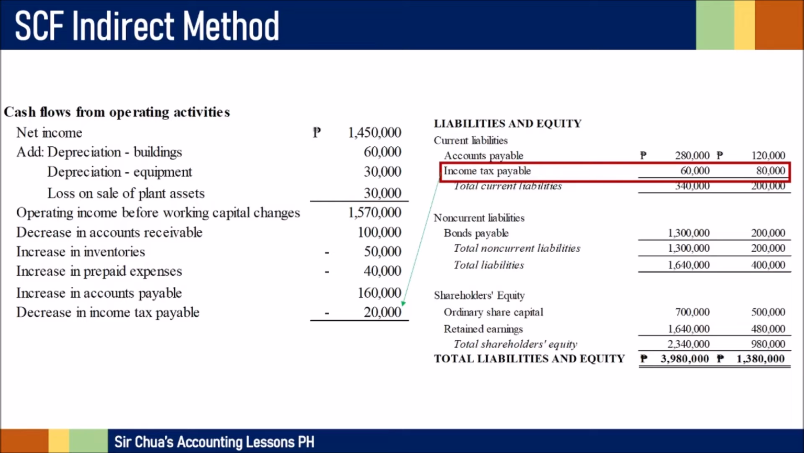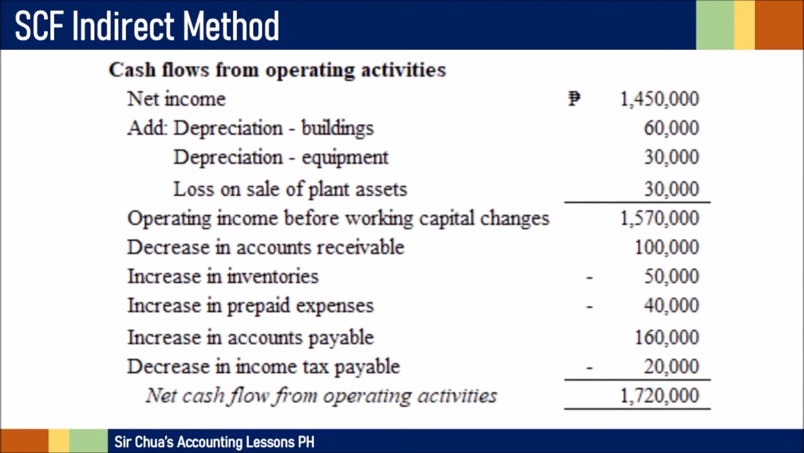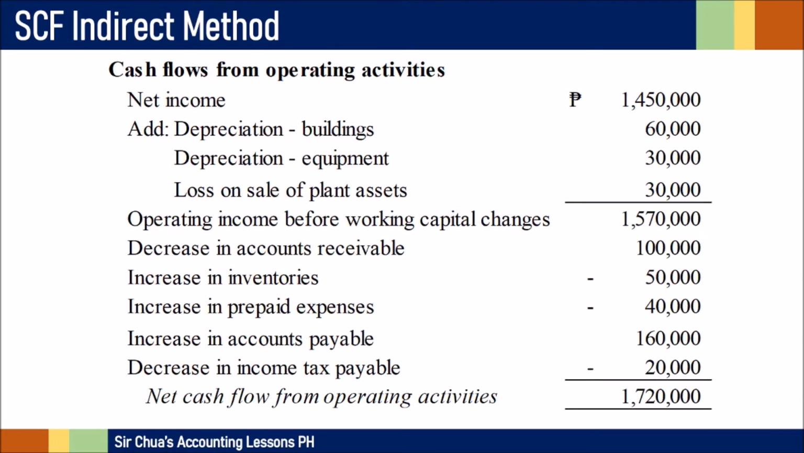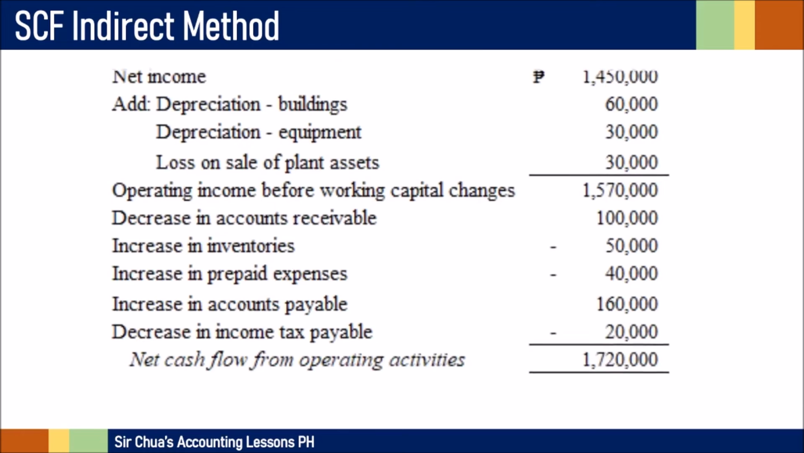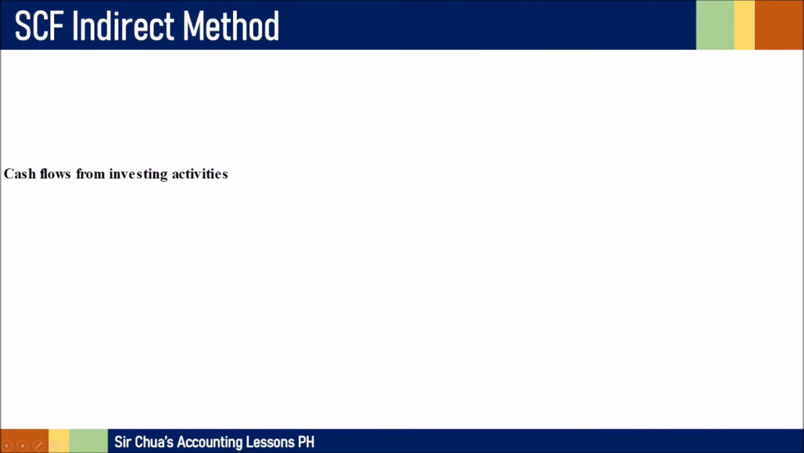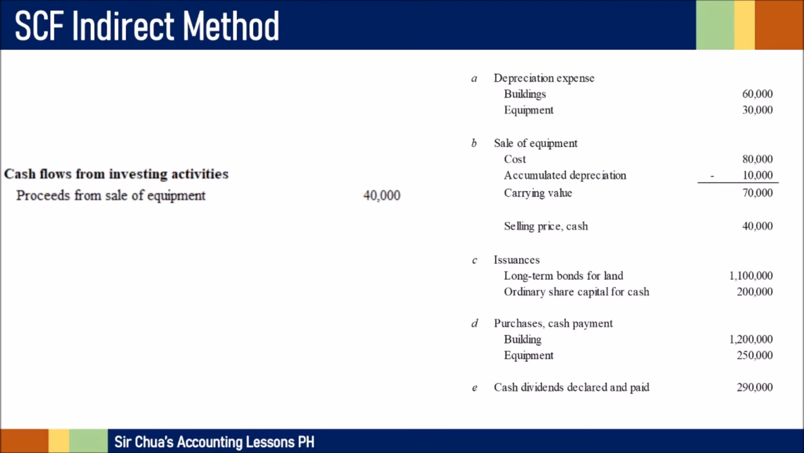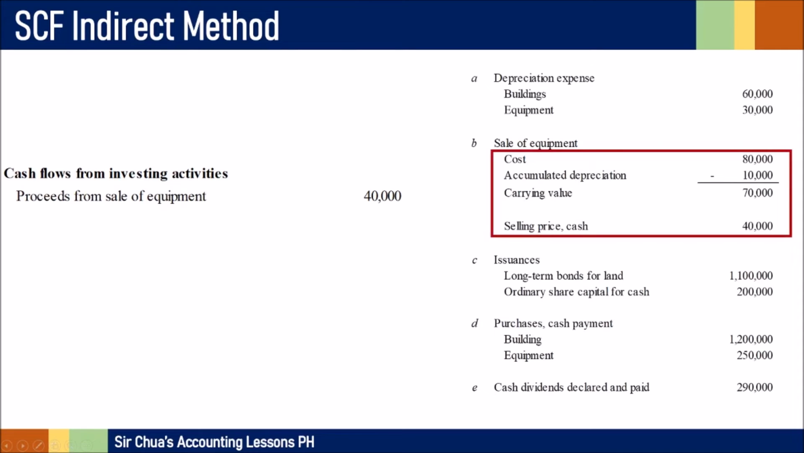Okay? So when you're done with adjusting your items on current assets and current liabilities, basically your working capital changes, then you can get now your net cash flow from operating activities of 1,720,000. When you're done with the operating activity section, you're ready to present your investing activity section. We start with the proceeds of sale of equipment. As you know, we have already adjusted in the operating activity section.